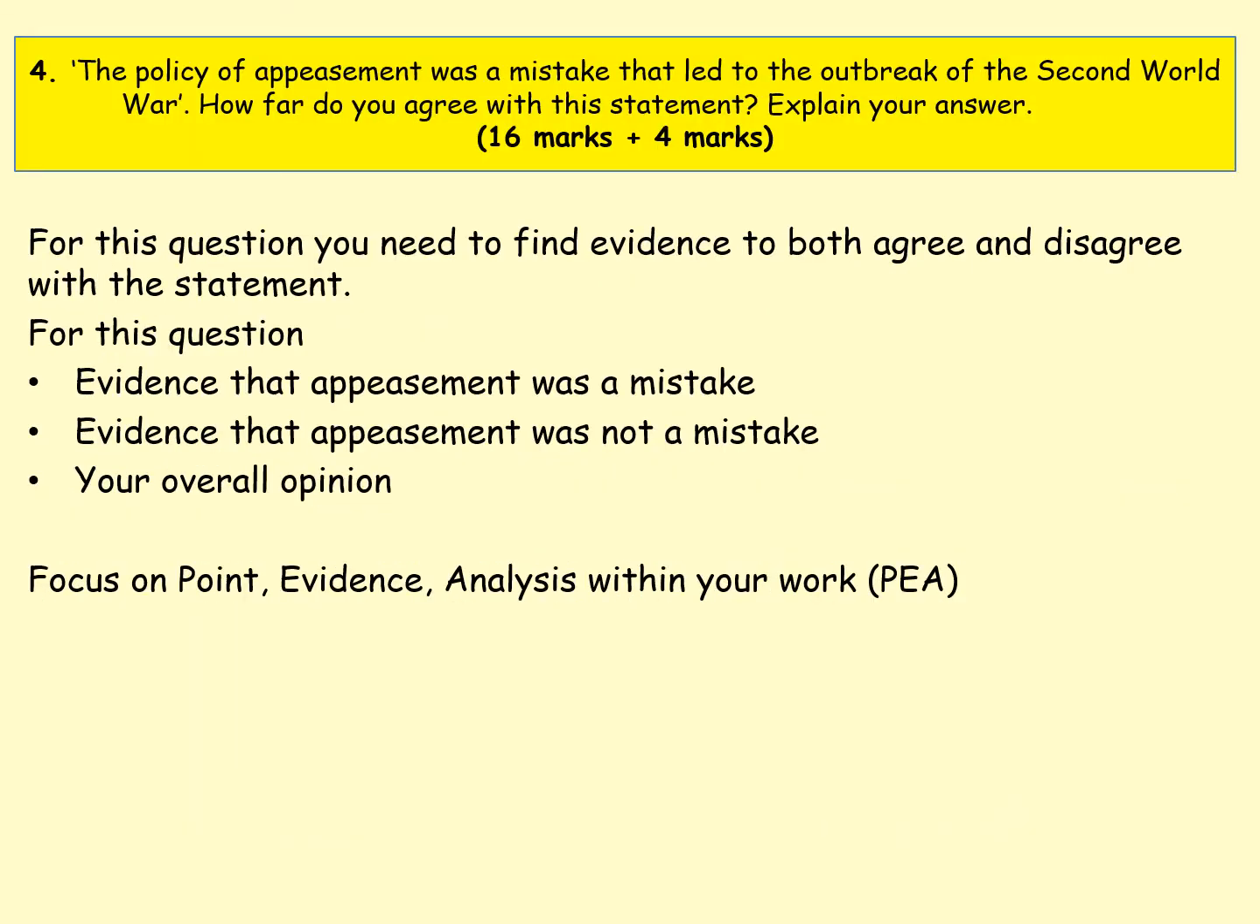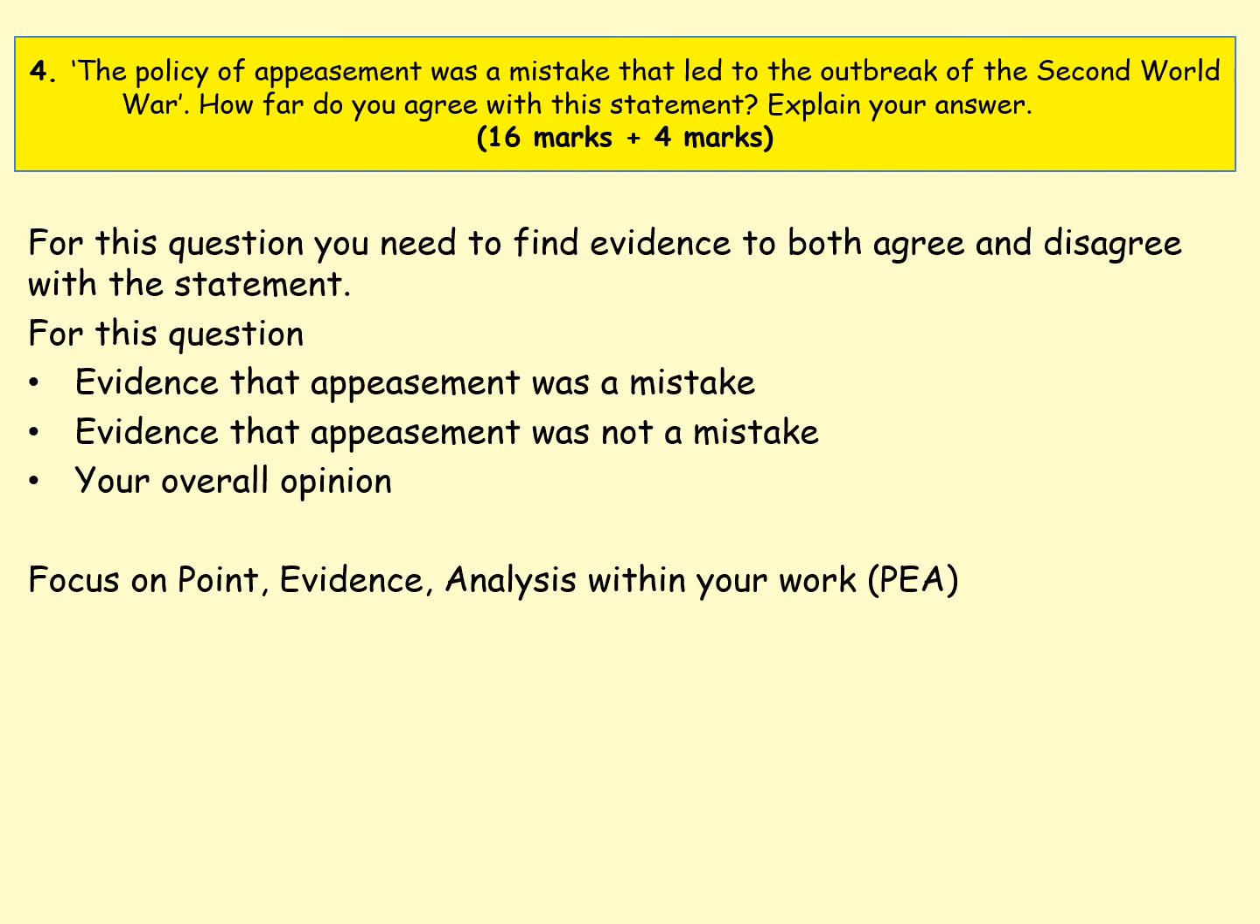Finally, question 4, you get given a statement, an interpretation. In this case, the policy of appeasement was a mistake that led to the outbreak of the Second World War. How far do you agree with this statement? Explain your answer. You need to find evidence that appeasement was a mistake, so evidence which agrees with the opinion. Evidence that disagrees, so maybe that it's not a mistake, and then your overall opinion.